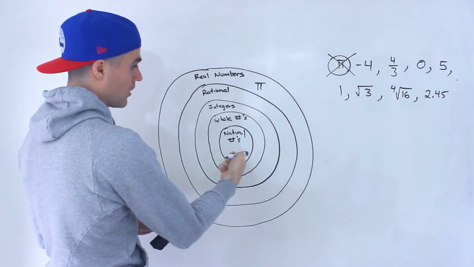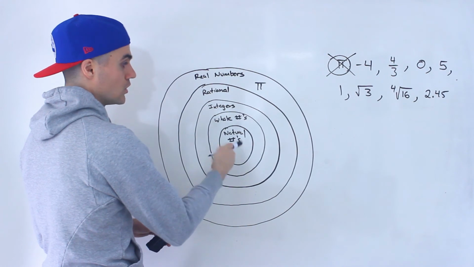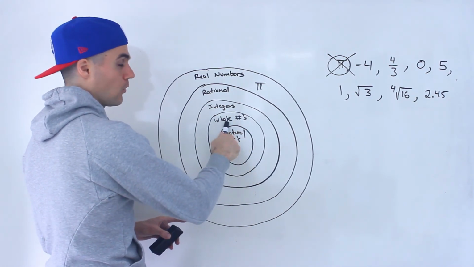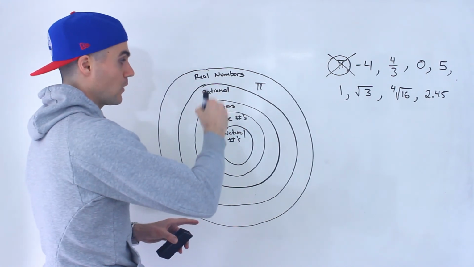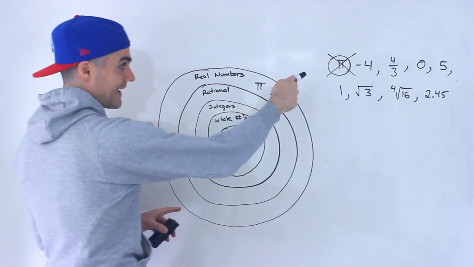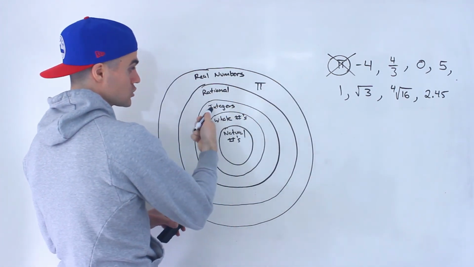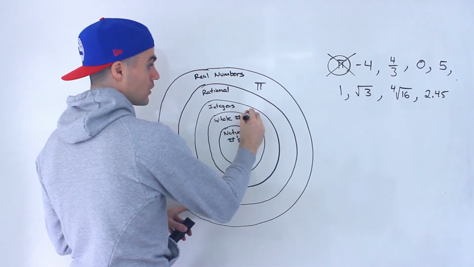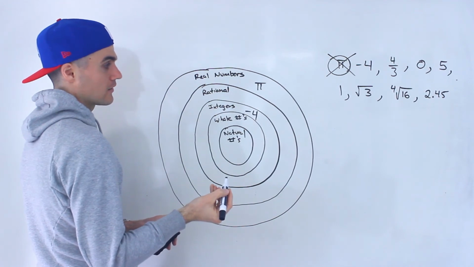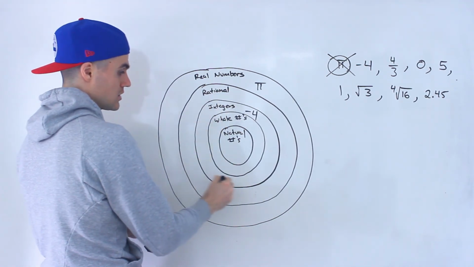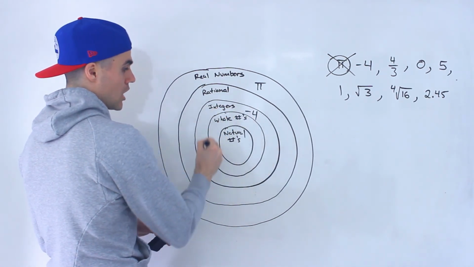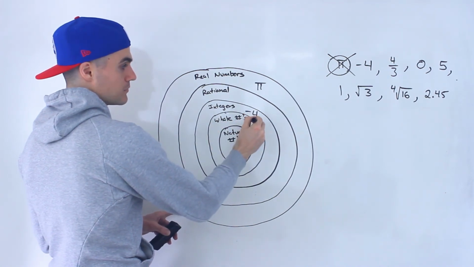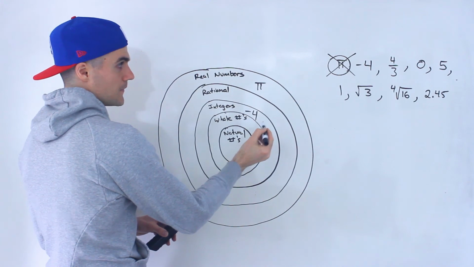So -4, is it a natural number? No. Is it a whole number? No. Whole numbers, remember, they're 0 and positive integers. -4 is a negative integer, so it's a type of integer, but it's not a whole number, so -4 would go in that area right there. It's a type of integer, but it's not a whole number. So it would go in between right there.